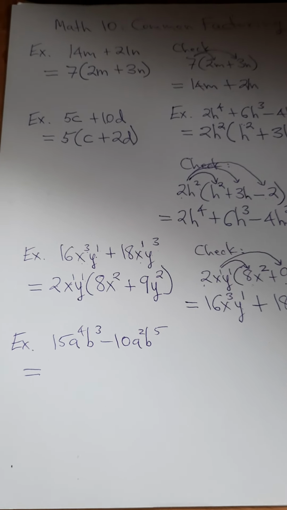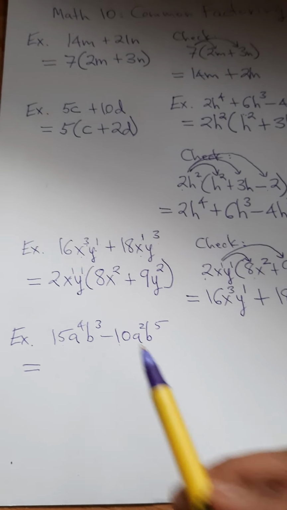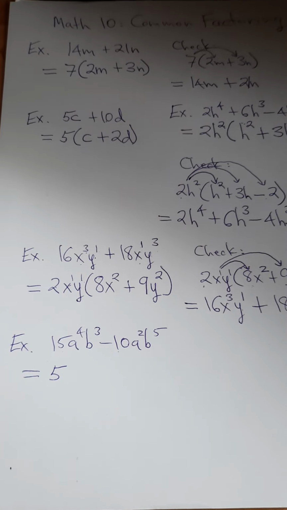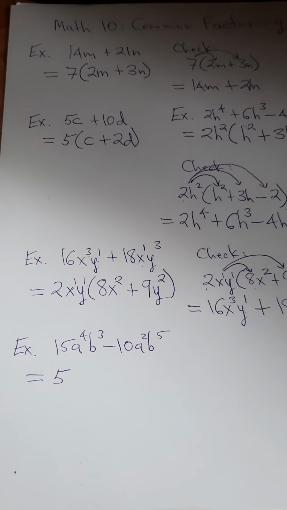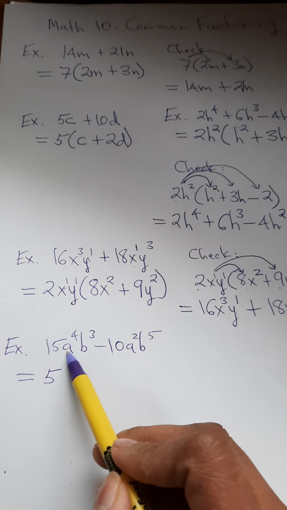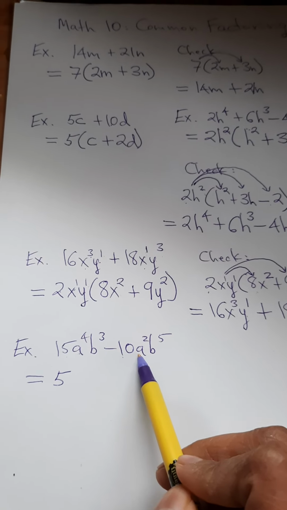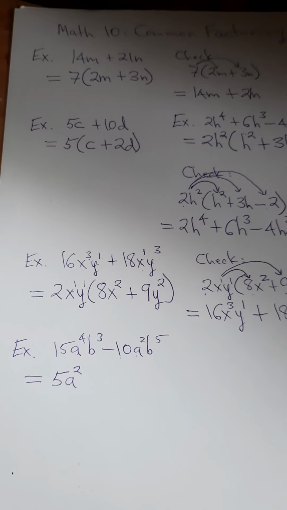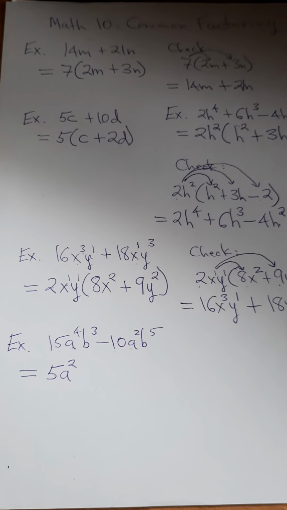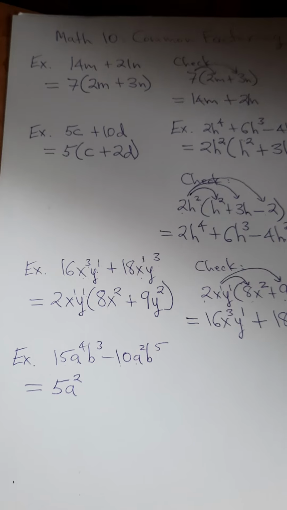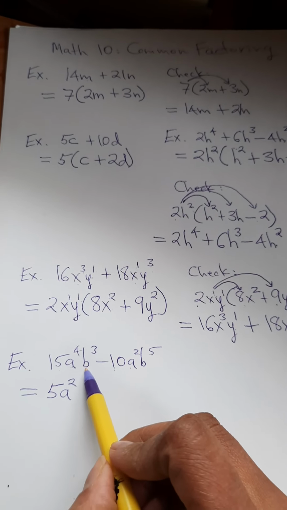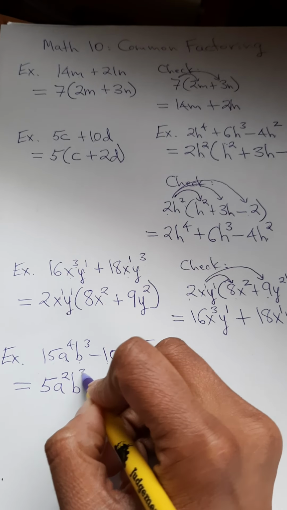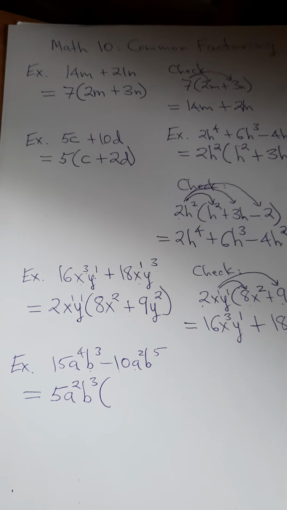I have 15 and I have negative 10 here, so I can divide both of them by 5. Let's take the 5 outside. This is a good example. The a exponent here is 4, and here the a exponent is 2. We're going to take out the a squared. Again, just take out the variable that has the smallest exponent. One more time: this is b to the power of 3, b to the power of 5. I want to take out b to the power of 3, and I'm going to open up my brackets.